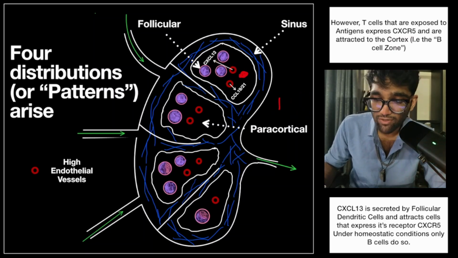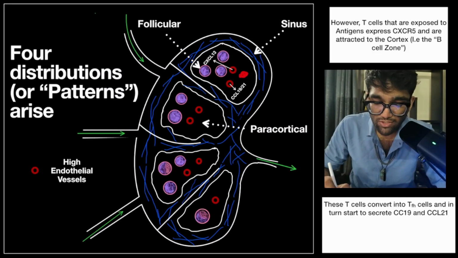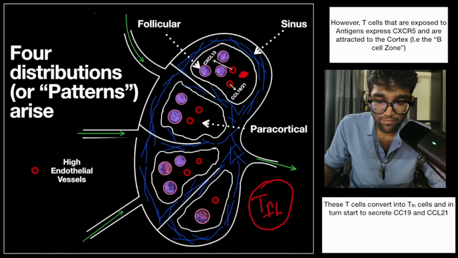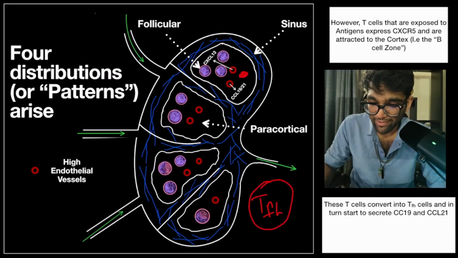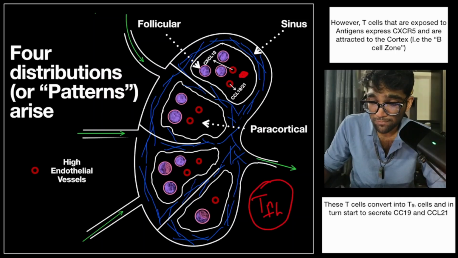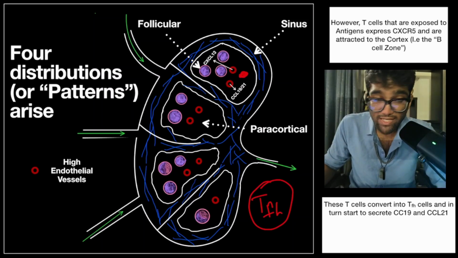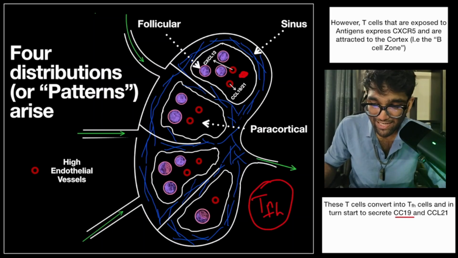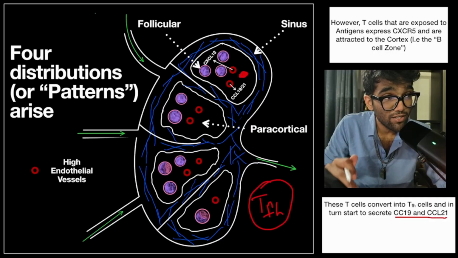Now, once it reaches the cortex, it does something very interesting. It converts to a particular type of T cell called a T follicular helper cell or TFH cell. Okay, and how this happens, we'll get into in great detail subsequently. But for now, I'm going to just give you the bare bones details. So now, once it reaches the cortex and is converted into a T follicular helper cell, it starts to secrete again CCL19 and 21. So now there is a source of CCL19 and 21 within the cortex.